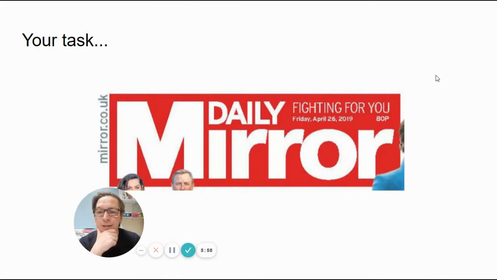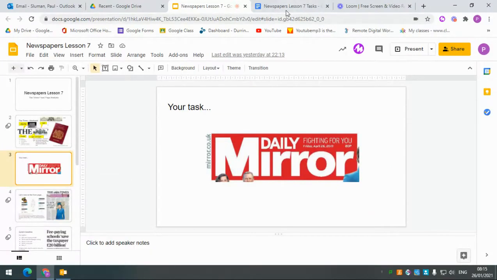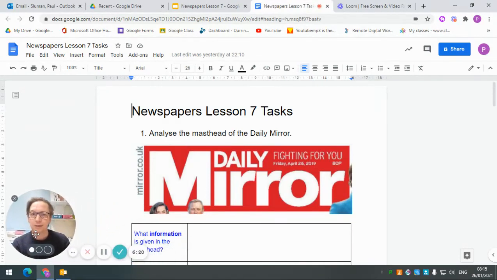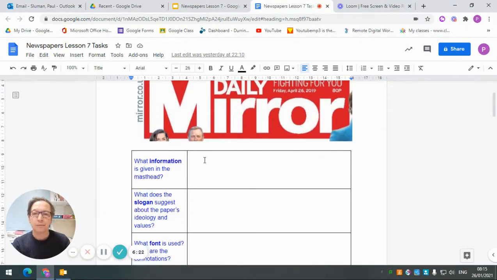Now, what I would like you to do, please, is have a go at doing an analysis, just like the one that I've just done on the Times. But I'd like you to take a look at this masthead here. Now, this masthead is the masthead for the Daily Mirror, the other newspaper. I would like you, please, to have a go. Now, I've designed a worksheet for you here. So analyse the masthead of the Daily Mirror. And I've put boxes here so you type your answers in.